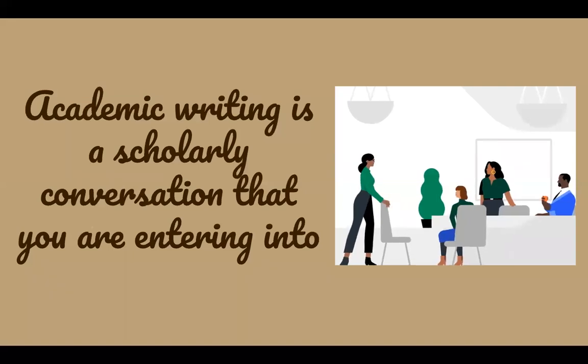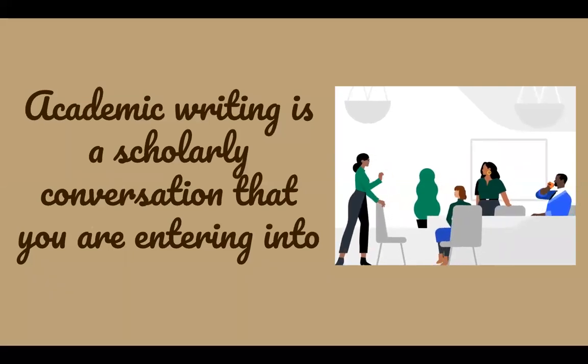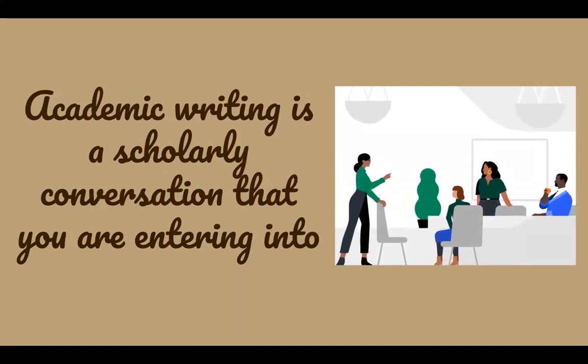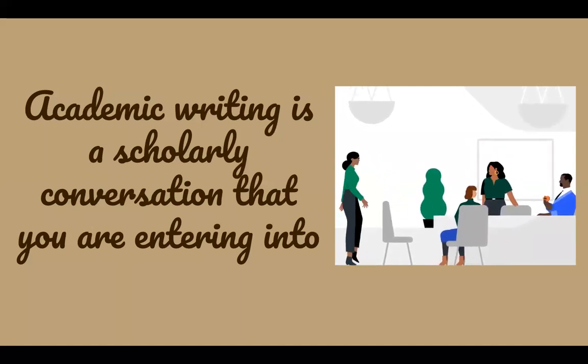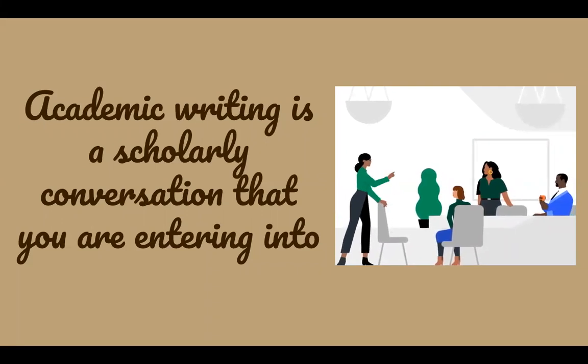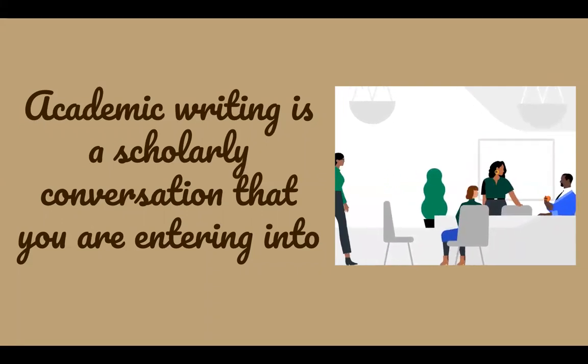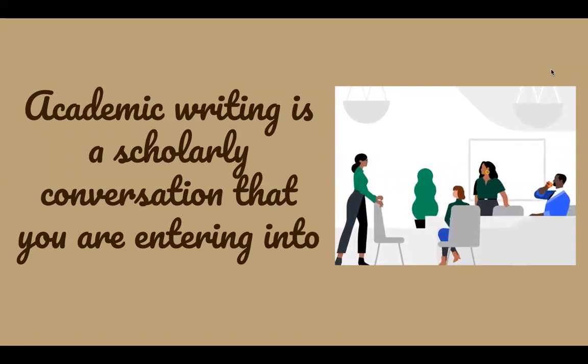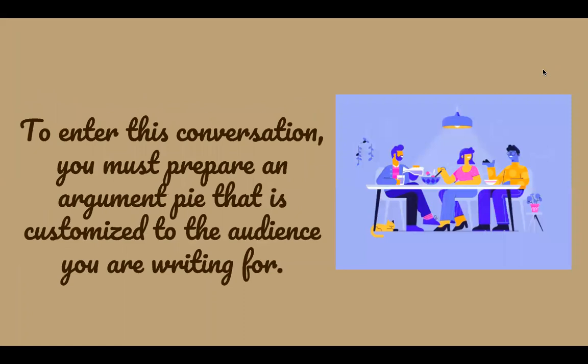Now, in part 2 of the semester, we're going to change gears a little bit and instead have you take those steps of actually performing and producing academic writing that is intentionally engaged with the scholarly and popular conversation on social media and its relationship to and impacts on identity and self-representation. Now, to enter this conversation, you must prepare an argument pie that is customized to the audience that you are writing for.